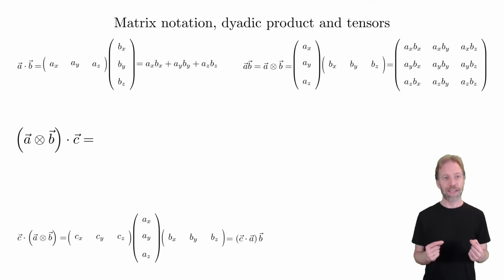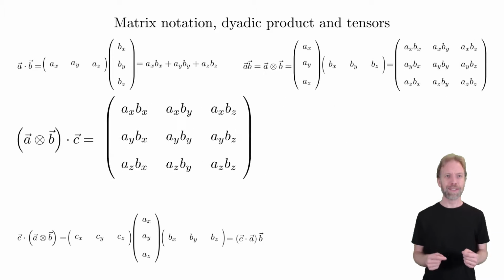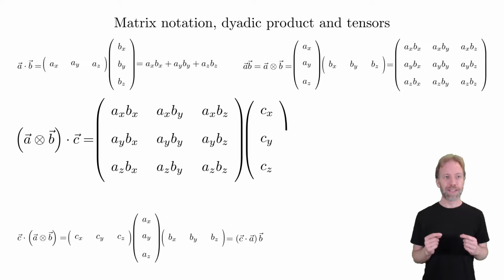Let's try the same thing, but this time take the dot product between the dyadic product and the vector c. The difference is that the vector c now is on the right side of the dyadic product. We insert the matrix as it is, but this time the vector has to be a column vector to get a valid matrix operation.